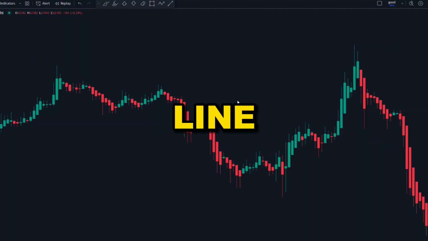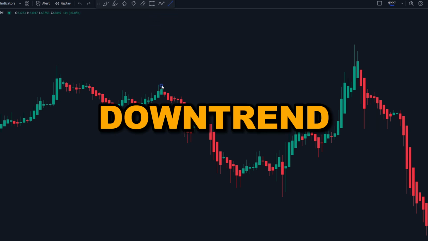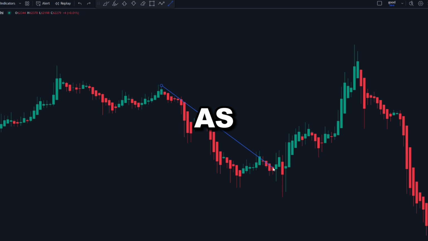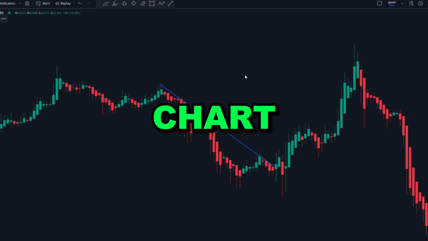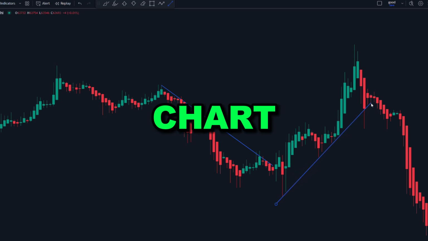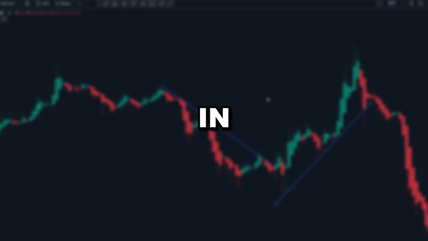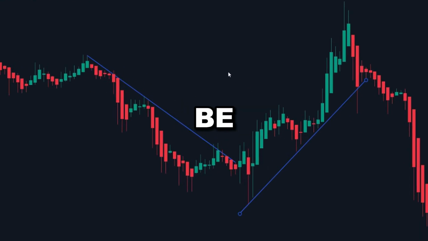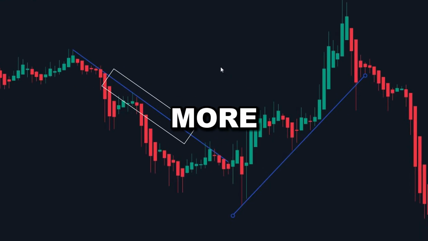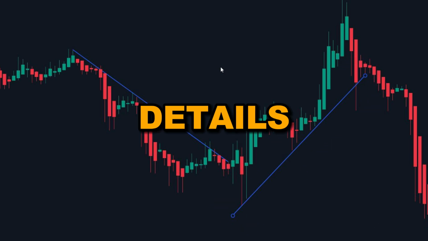To draw a trend line, we just get the trend line tool right here, and for a downtrend, we connect as many consecutive highs as possible, going above the chart, and for an uptrend, as many consecutive lows, going below the chart. Aim for as many touching points with the price as possible, but keep in mind, this is not supposed to be 100% accurate. It's more of a zone marking the area of the trend, so don't worry too much about details.